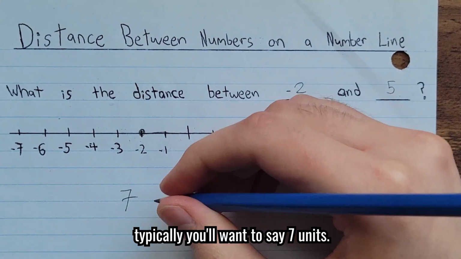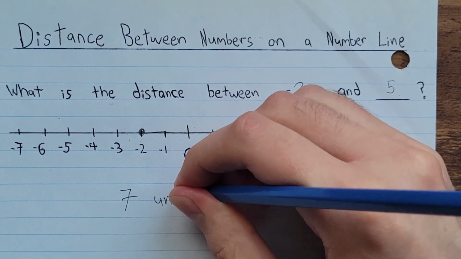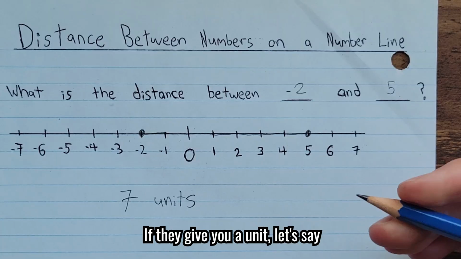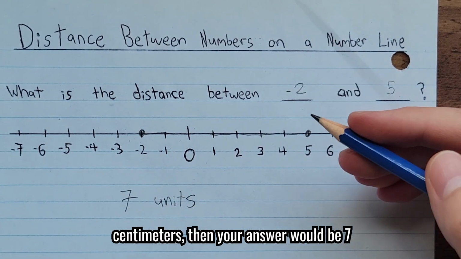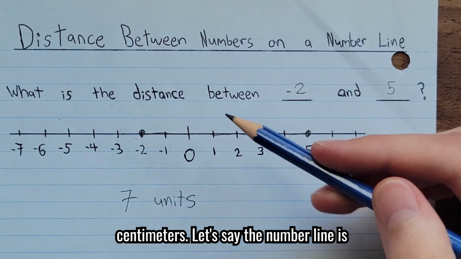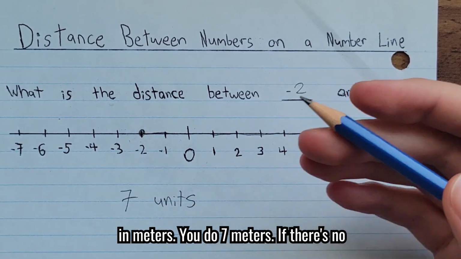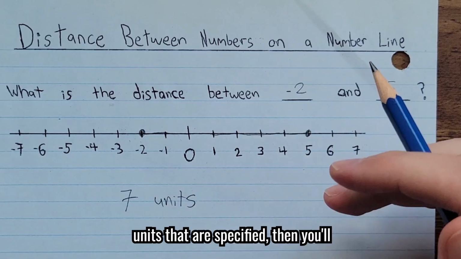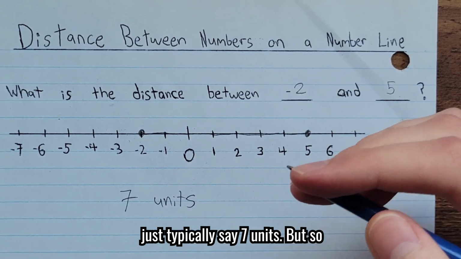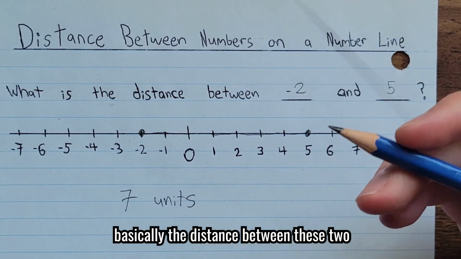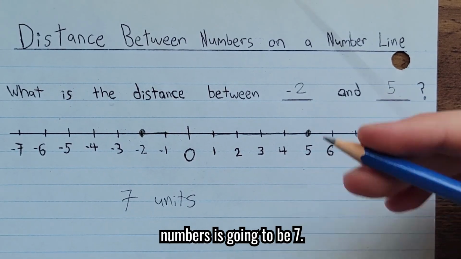Now typically you'll want to say 7 units. If they give you a unit, let's say they put their number line in centimeters, then your answer would be 7 centimeters. Let's say the number line is in meters, you do 7 meters. If there's no units that are specified, then you'll just typically say 7 units. But basically the distance between these two numbers is going to be 7.